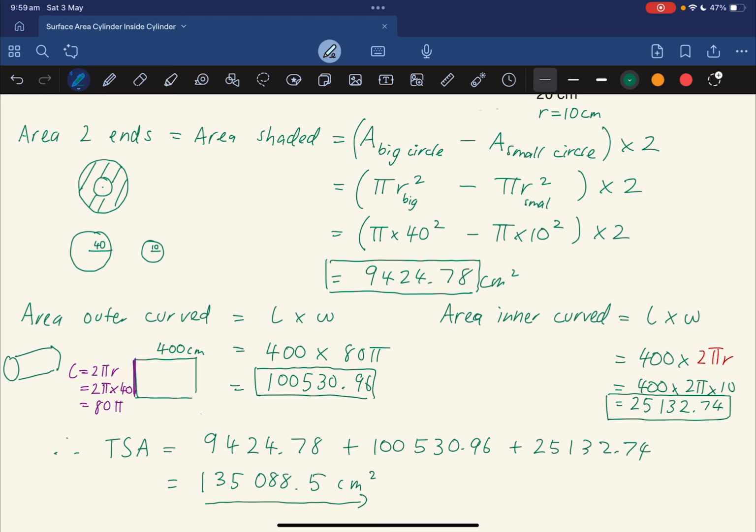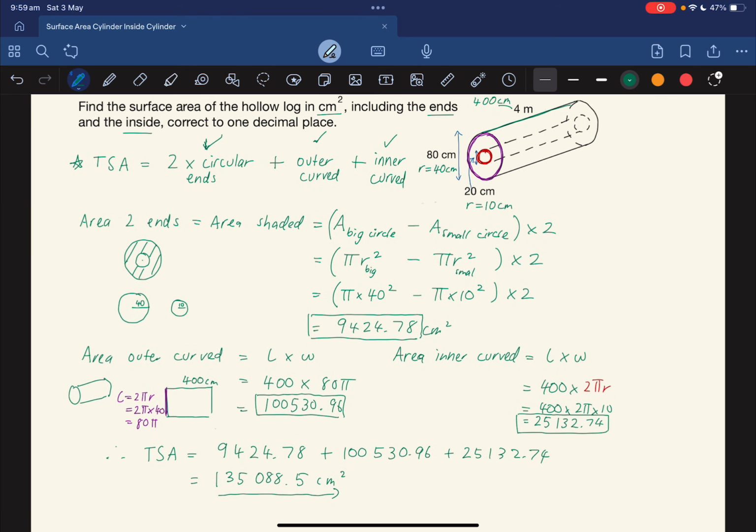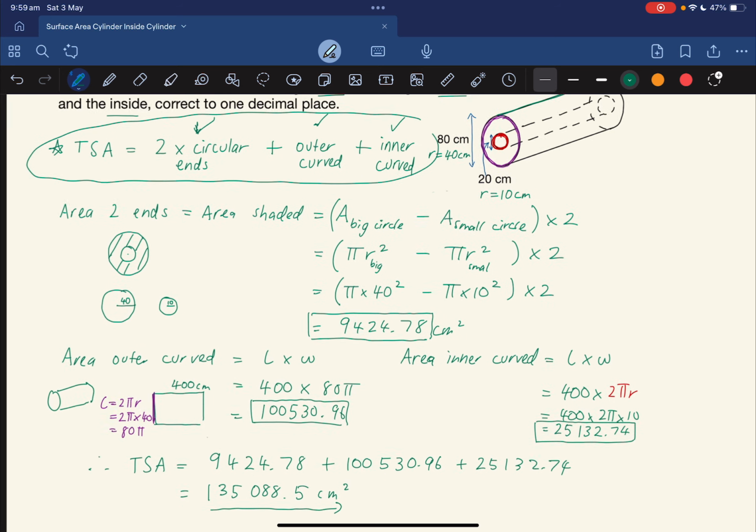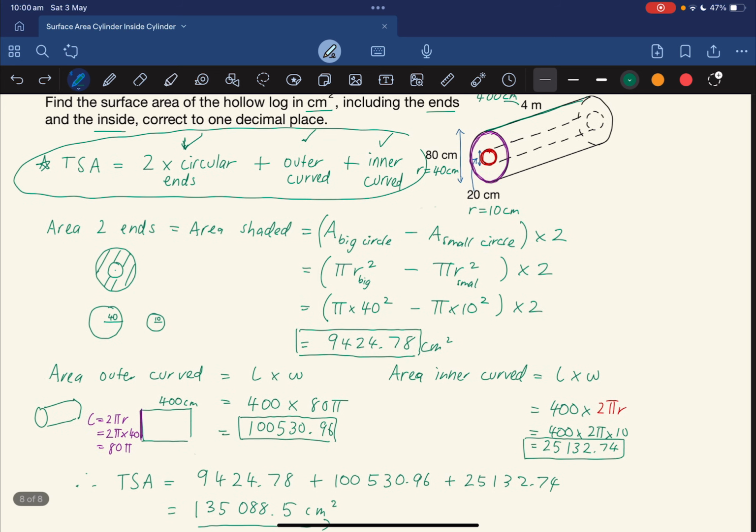So that is how to do it. The key thing with surface area problems is to come up with a general plan in the beginning and stick to it. And I guess the tricky bit with this hollow log question is this composite shape thing. See the shaded area? The shaded area is area big, take area small. And you've got 2 ends, so times it by 2. And I think that's all I have to say. I hope that made sense.